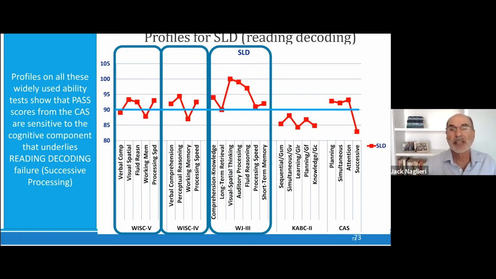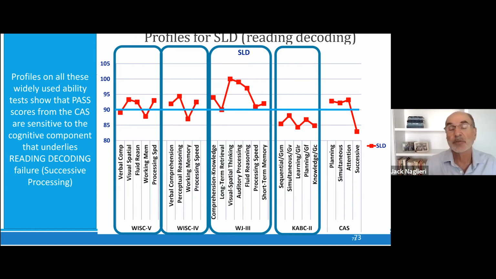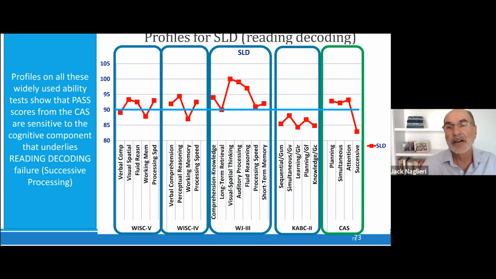What about the KBC? I was really disappointed in the KBC, honestly, because I worked on the first one and I hoped it would work, but it doesn't. And then what about the CAS? Wow, look at that. That's crazy. Kids with reading decoding failure really have temporal lobe problems, which is why they can't do our successive processing. Now, is this enough information? No. We need to have another group and see if we get a different profile.